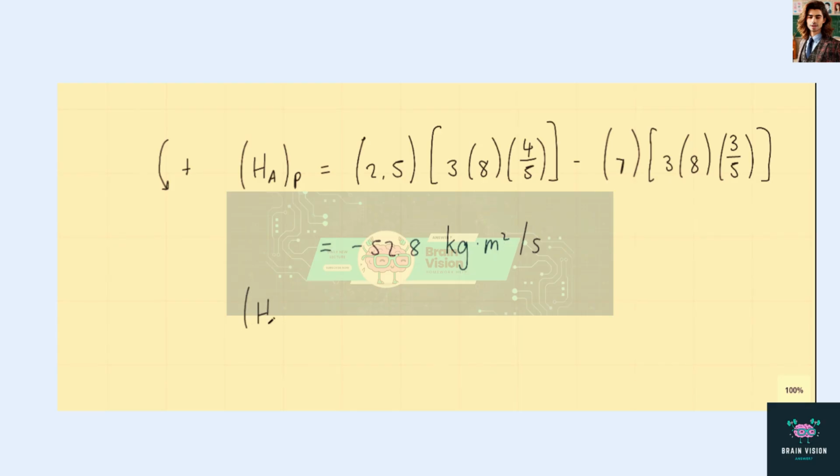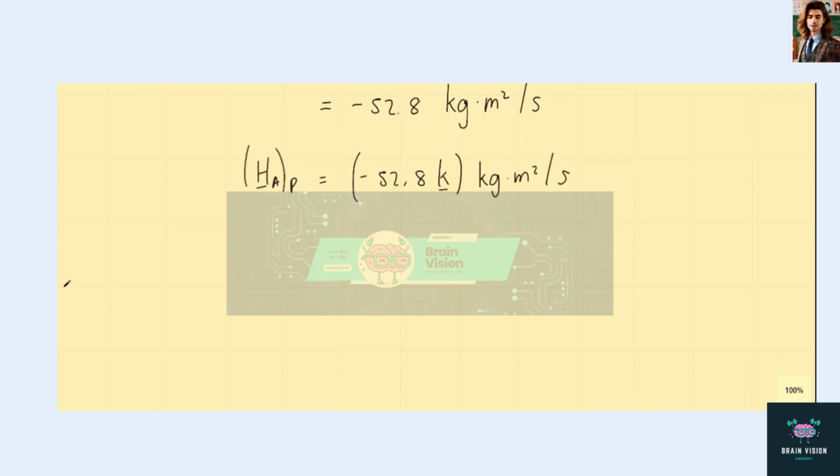And so the vector angular momentum of A about point P is minus 52.8 in the k direction, kg meter squared per second.